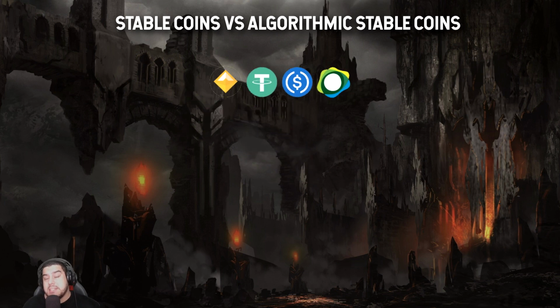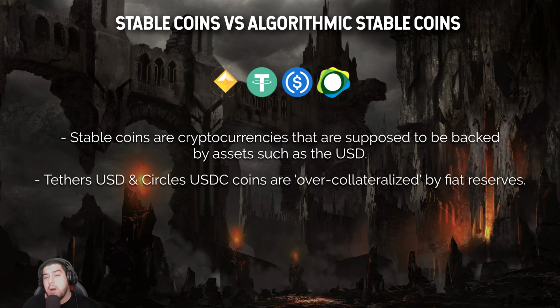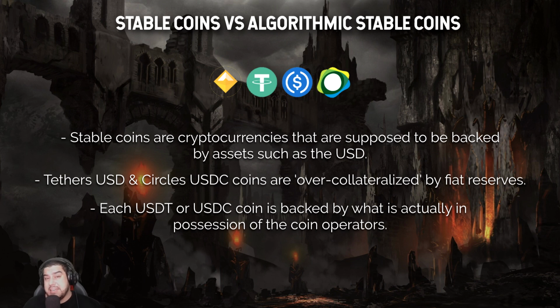So stablecoins are cryptocurrencies that are supposed to be pegged to fiat currencies like the US dollar. And the two biggest ones, Tether's USDT and Circle's USDC coin, are over-collateralized by fiat reserves, meaning they have cash or cash equivalent assets in their reserves. Each USDT or USDC traded in the crypto market is backed by what is actually in possession of the stablecoin issuers. Because of this, they can easily be exchanged for cash or highly liquid cash equivalents.